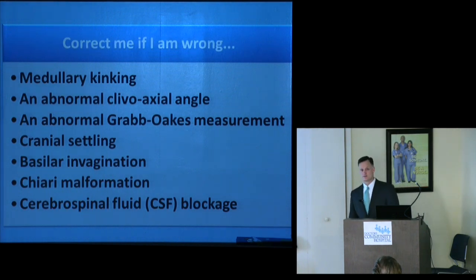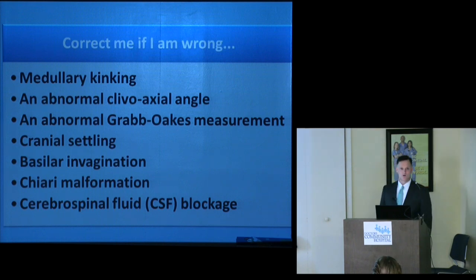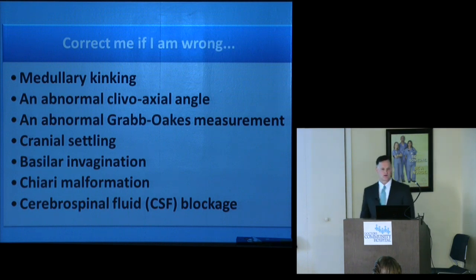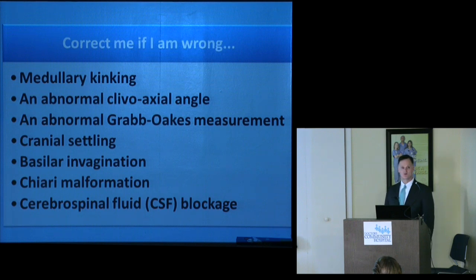Medullary kinking is in your head. An abnormal clivoaxial angle is in your head. An abnormal Grabb-Oakes measurement is in your head. Cranial settling is in your head. Basilar invagination is in your head. A Chiari malformation is in your head. Cerebrospinal fluid blockage is in your head.